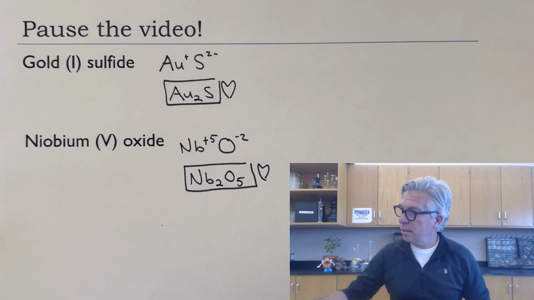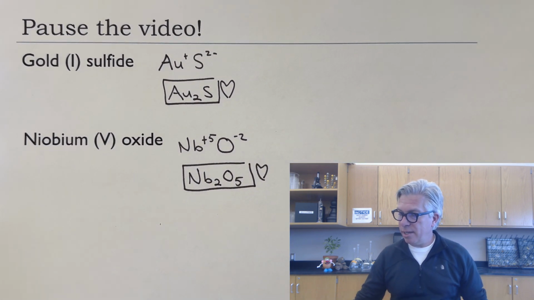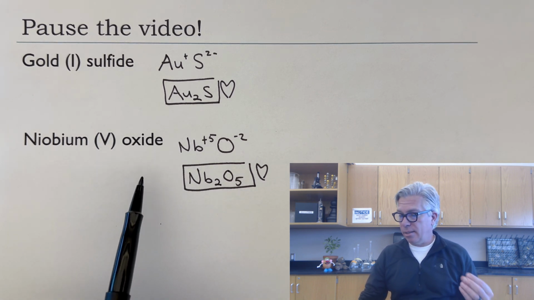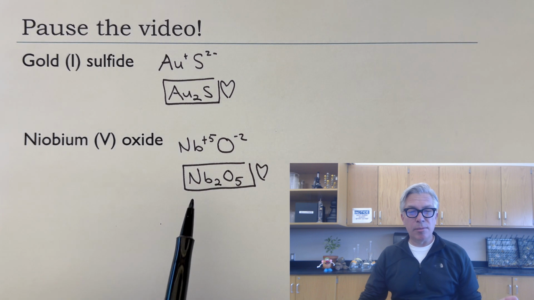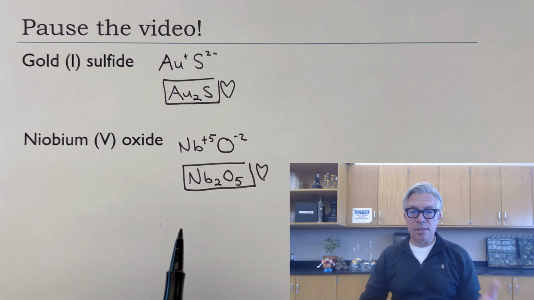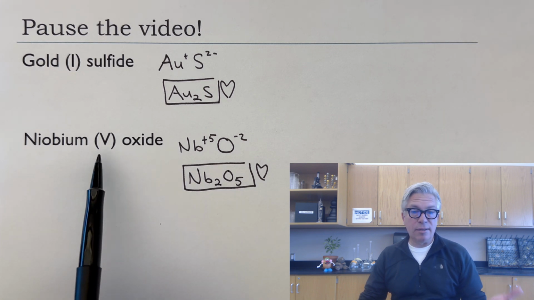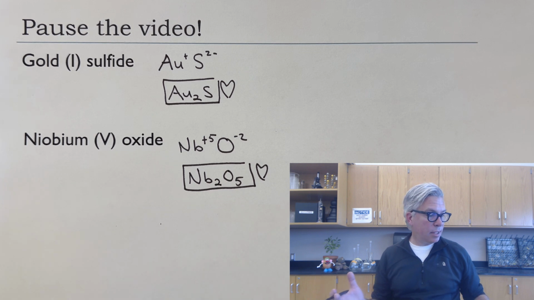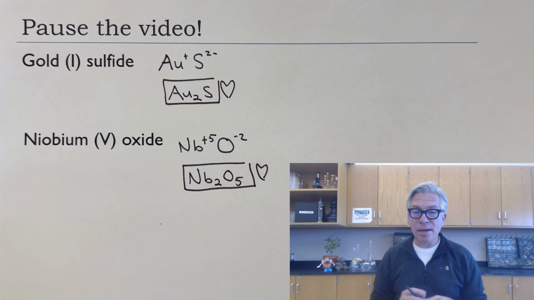Okay, and if you were able to get these 2 formulas, for gold 1 sulfide is Au2S, and niobium 5 oxide is Nb2O5. You may have to review your Roman numerals. I don't know if your resource that you're using has Roman numerals on it, but you may want to know what those are. So if you didn't know that the V is 5, that would be something to refresh on. But here we have it, writing binary ionic compounds with transition elements.